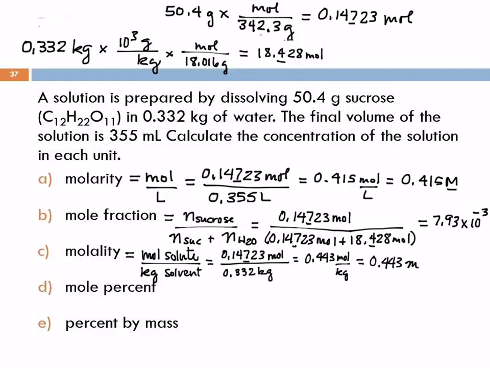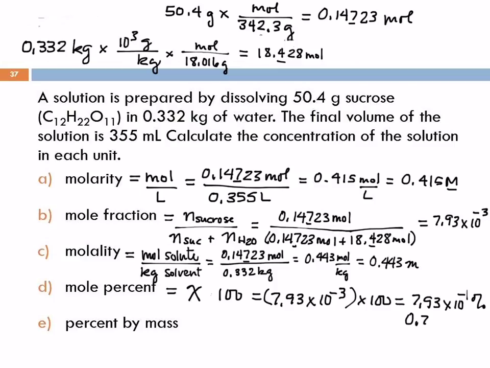Mole fraction. No, mole percent. I'm getting ahead of myself. The mole percent is the mole fraction times 100. We already did the mole fraction. So we're going to take the mole fraction from up here, 7.93 times 10 to the minus third, unitless, and we're going to multiply by 100. So we're going to get 7.93 times 10 to the minus 1%, or you might prefer to say 0.793%.